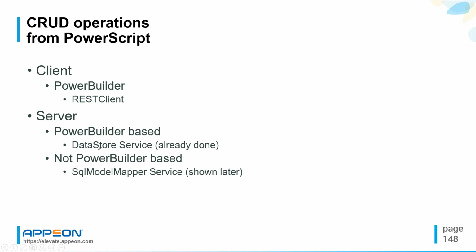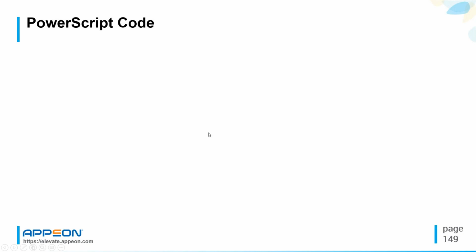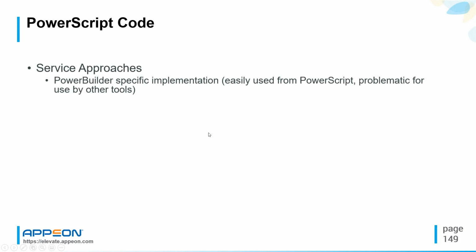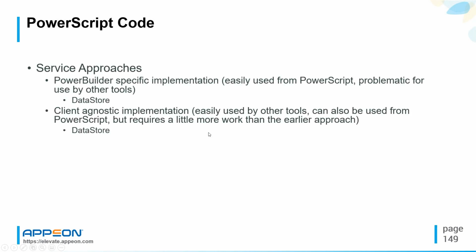So if I use template C when I did the scaffolding, I could use the .NET Data Store to support both client agnostic and PowerBuilder specific methods. It doesn't have to use SQL Model Mapper, but we're going to show using PowerBuilder to call both SQL Model Mapper and Data Store. So let's look at some of the code here. This is what I just explained earlier.